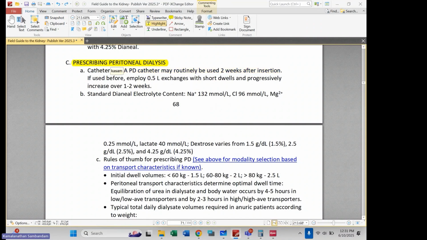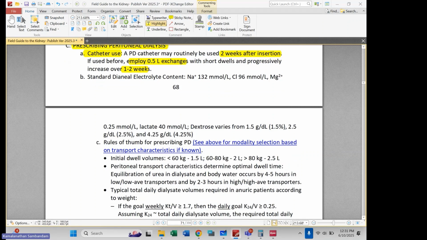Catheter use, let's first go over that. In general, we start peritoneal dialysis about 2 weeks or more after PD catheter placement. However, if we need to, we can do urgent start peritoneal dialysis by using smaller exchanges. Okay, if we need to use the PD catheter the next day, it can be done. You would just need to start out with low volumes in order to avoid the peritoneal dialysis catheter leaks.